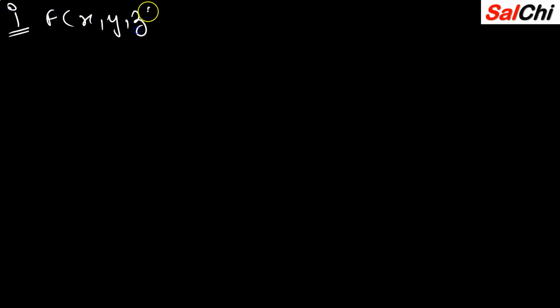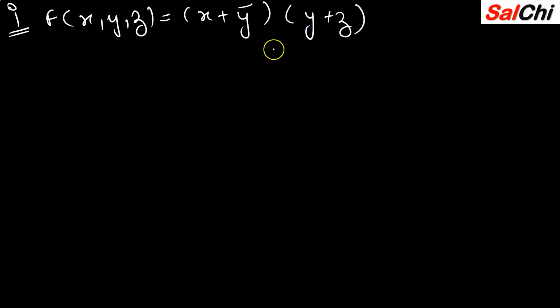So let's start directly with the question. We are given X, Y, Z and the POS is given as (X plus Y complement) and (Y plus Z). First of all, I will see which is the missing variable in the first term and in the second term.